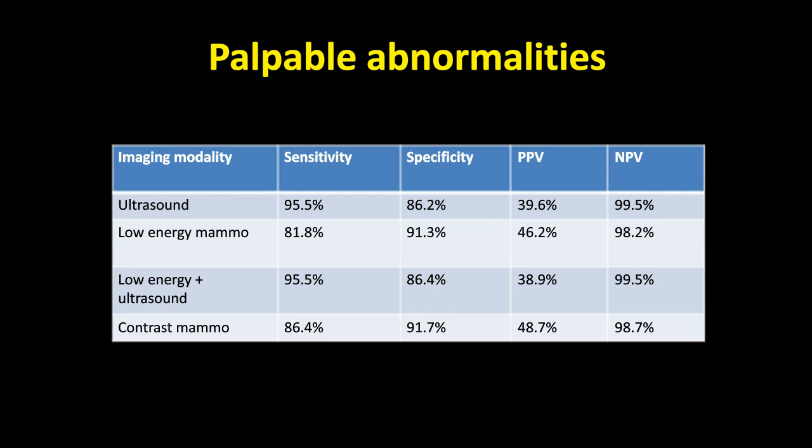Now, we compared contrast mammo to our standard workup, which is a low-energy mammo plus an ultrasound. Our sensitivity was not as good as that of ultrasound. We did have 1 or 2 patients that retrospectively we could see the cancer but was missed, so the sensitivity was a little bit better than this. The specificity, on the other hand, of contrast was much better than that of ultrasound. And the positive predictive value of contrast mammography was significantly better than that of low energy plus ultrasound alone.